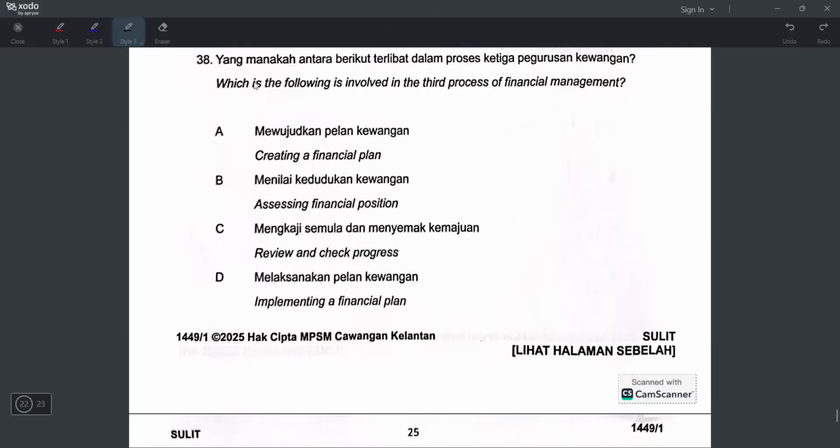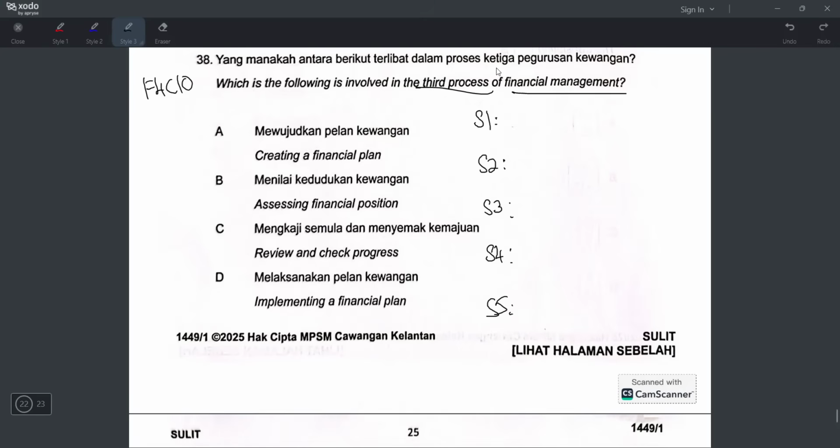Number 38. Which of the following is involved in the third process of financial management? This one is definitely Form 4 Chapter 10, because financial management is the Form 4 chapter. In this chapter you learn that there are 5 steps in financial management. If you are my student, you will remember that I asked you to memorize the 5 steps. So I'll mention the 5 steps to you.